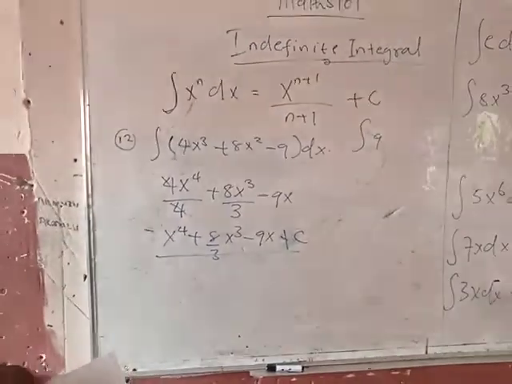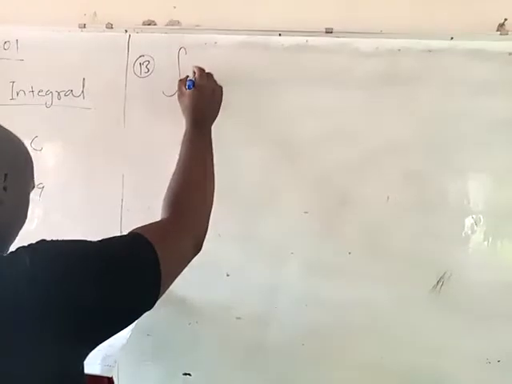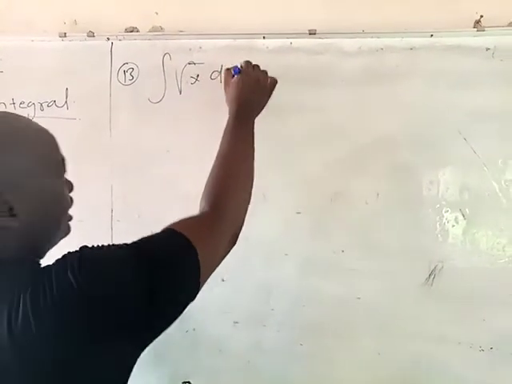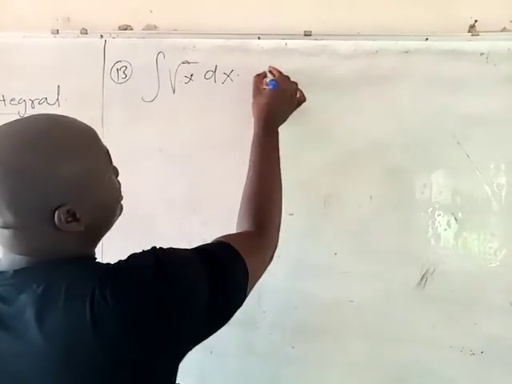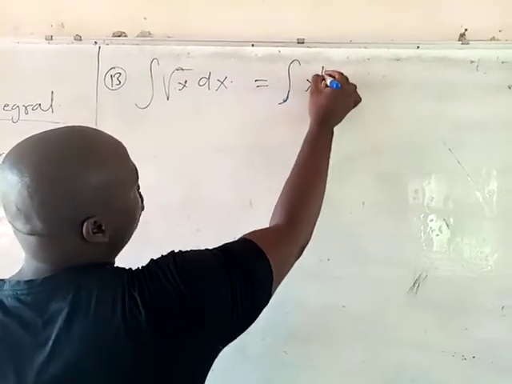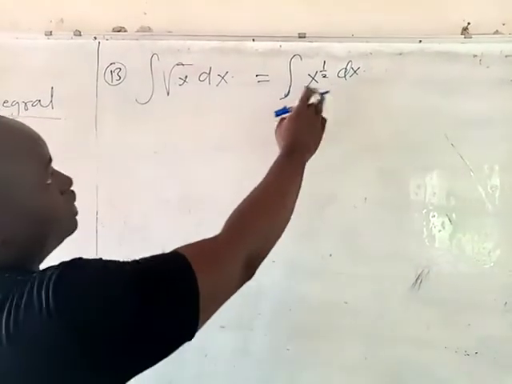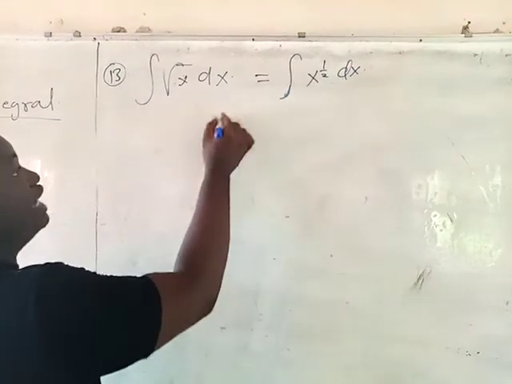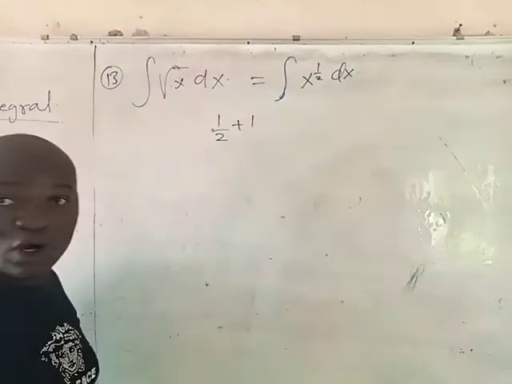Now let's continue. What if you have an antiderivative of root of x dx. Now you know that this is the same thing as the integral of x raised to 1 all over 2 dx. Now what we are going to do is we have to add 1 to the power, is it not? Yes. So what I normally do is I like bringing the power here. This is 1 all over 2. So I'm going to add plus 1, right?